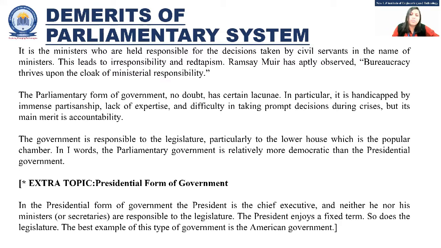Also, the presidential form of government is mentioned. It is not a part of your syllabus, but because we are discussing the status of the president, let us just see this topic. In the presidential form of government, the president is the chief executive. His members are responsible to the legislature and he enjoys a fixed term. But in the parliamentary system, the prime minister has more power than the president. That is the basic difference between the presidential and parliamentary systems.